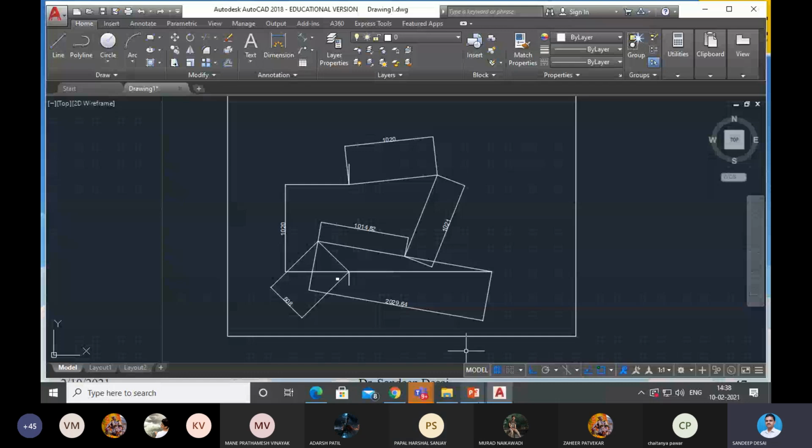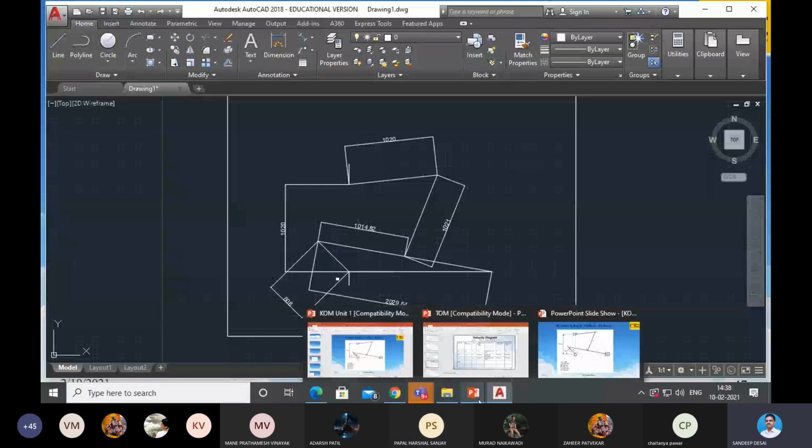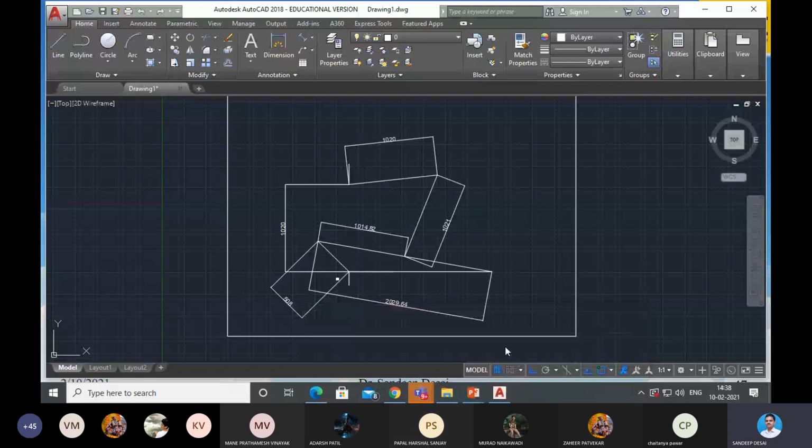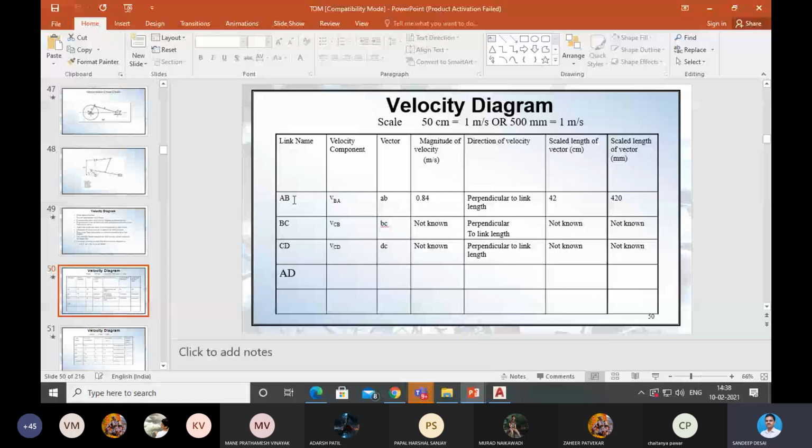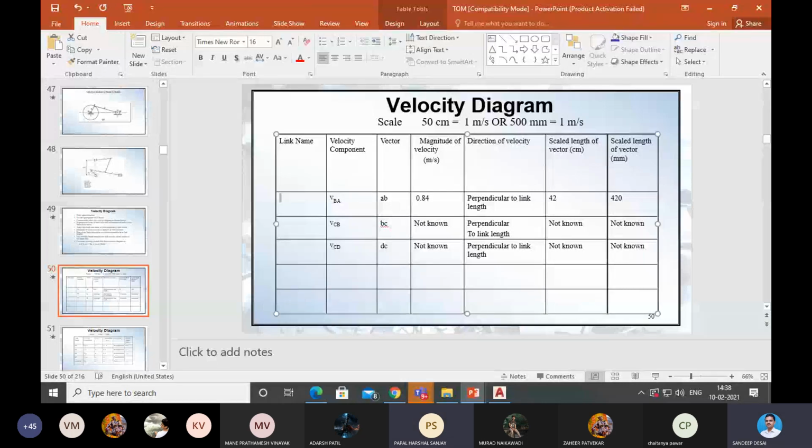Now let us go ahead to draw the velocity diagram. Now tell me how many links are there. Please tell me names of the links. What is the next step after drawing the configuration diagram? Table. Getting the link name. Drawing the velocity diagram, and in that we have to prepare this table, the velocity table. Which are the different links in the sequence? Tell me names of the links.